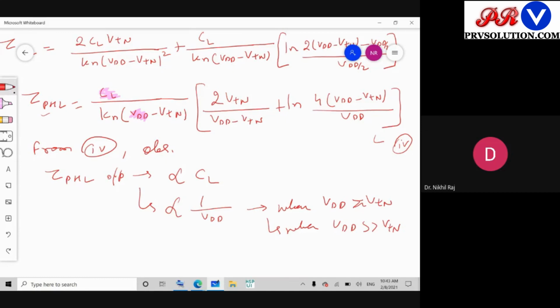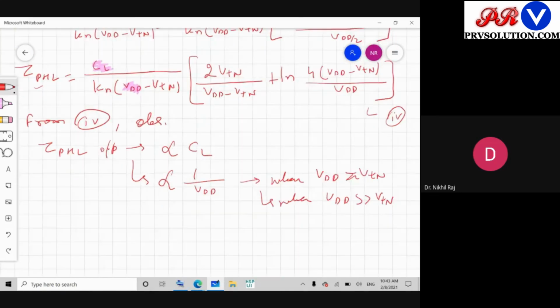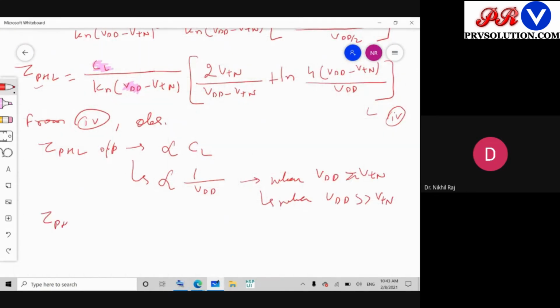Now, what is the requirement of any inverter? Any inverter, any logic, we need fast switching. Fast switching means it should discharge and charge very soon. So, in order to reduce TPHL, what we can do, either we can reduce CL. So if you are reducing CL, this means you are reducing the load. So once you are reducing the load, this means you are not driving more the circuit.